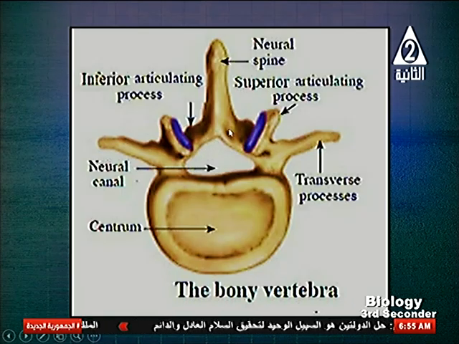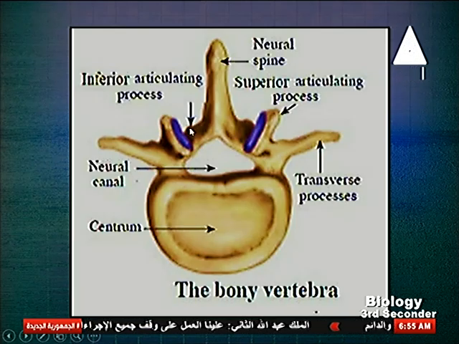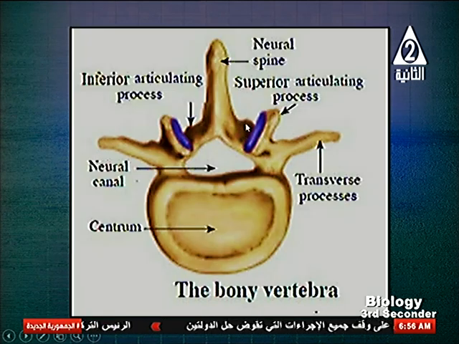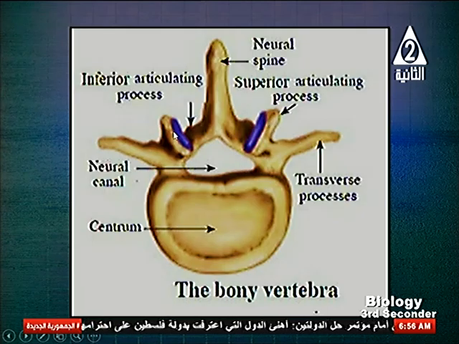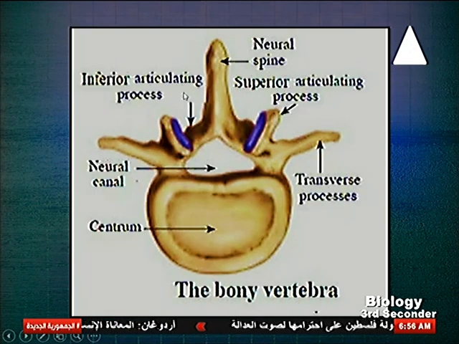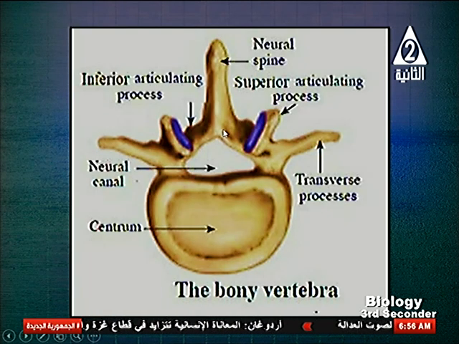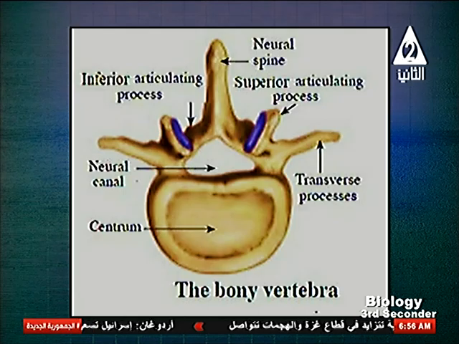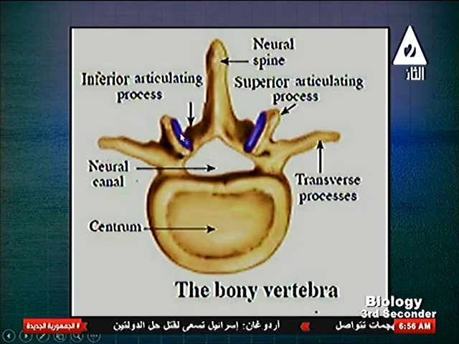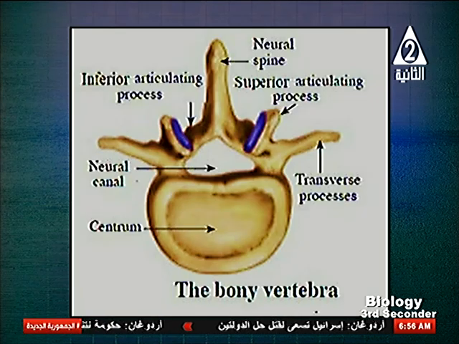There are 2 processes here. Inferior meaning downward. This one is inferior and this one is inferior, not the blue one, this one, which is dark in color. 2 inferior articulating processes directed downward, and 2 superior articulating processes directed upward. The inferior articulating process attaches with the next vertebra, the following vertebra. The superior articulating process attaches with the upper vertebra.